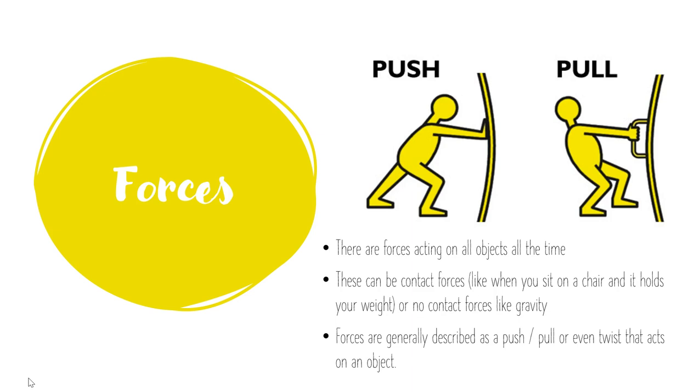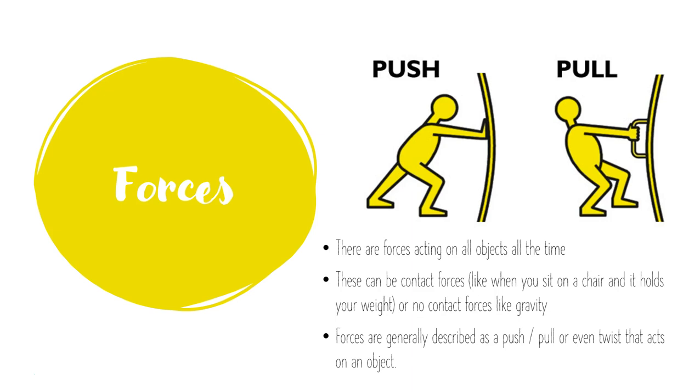Forces simply, and you will have probably covered this in previous year levels, allow us to describe push-pull actions on an object. There are always forces acting on all objects all the time. And these, we should remember, can be contact forces. So this is where two objects come touching. You see these forces when you're sitting on a chair, and you don't fall straight through the chair. You can feel that pressure of the chair pushing back on you and you pushing down on the chair. They have a contact force.